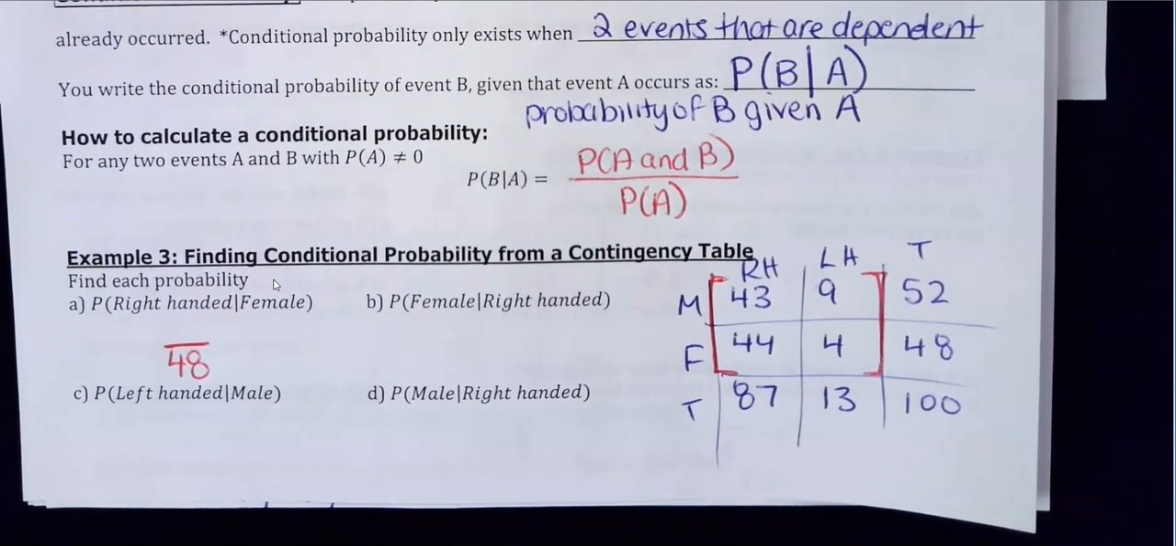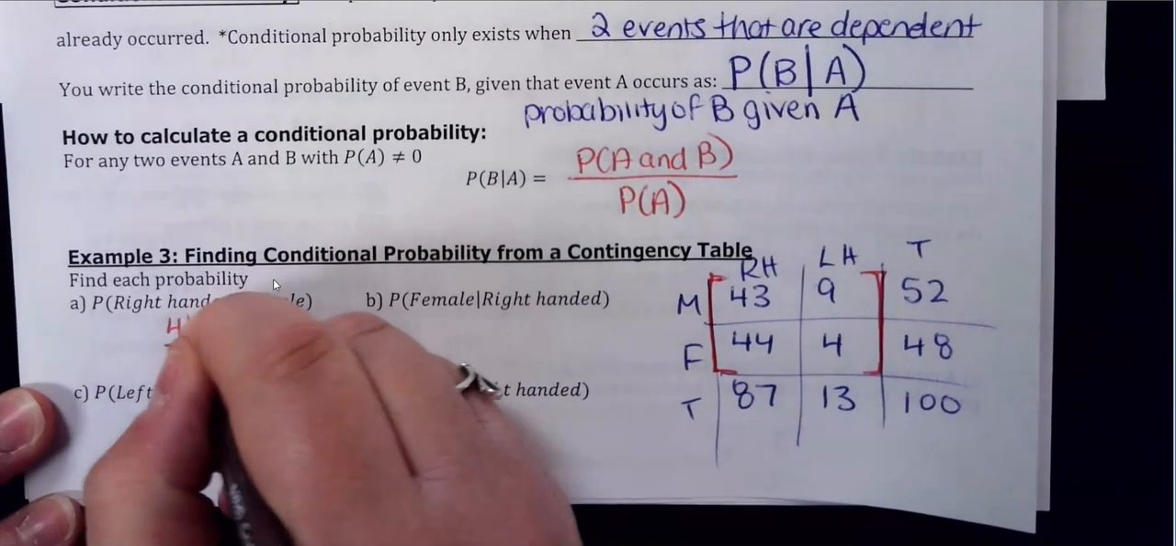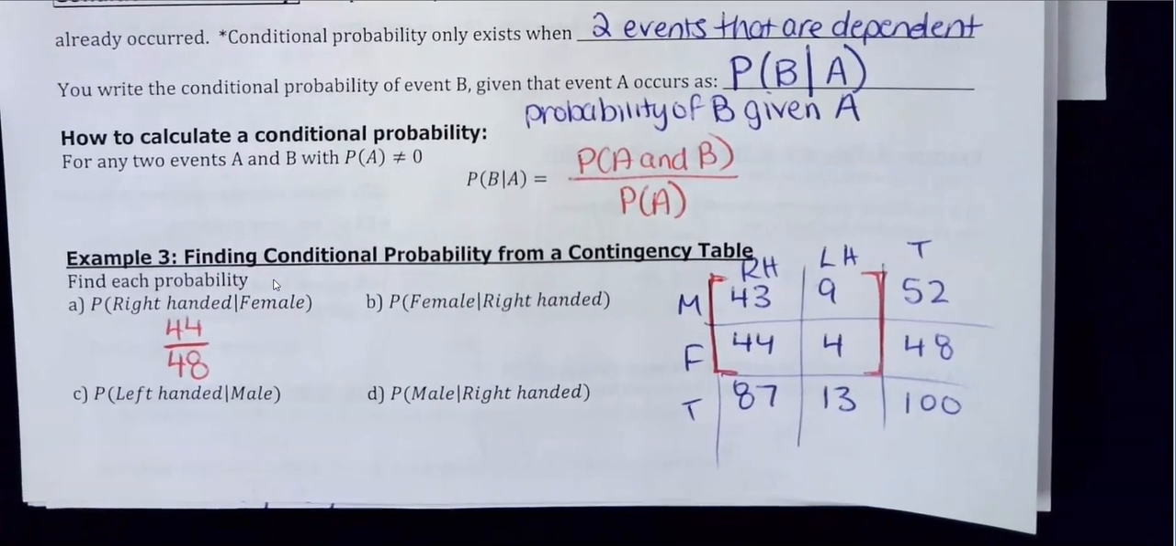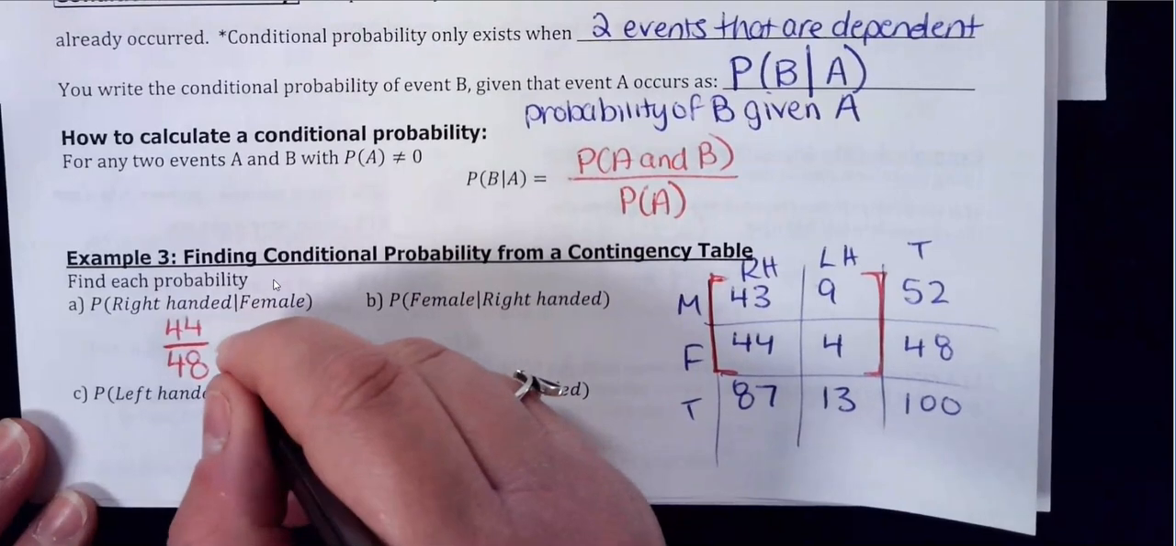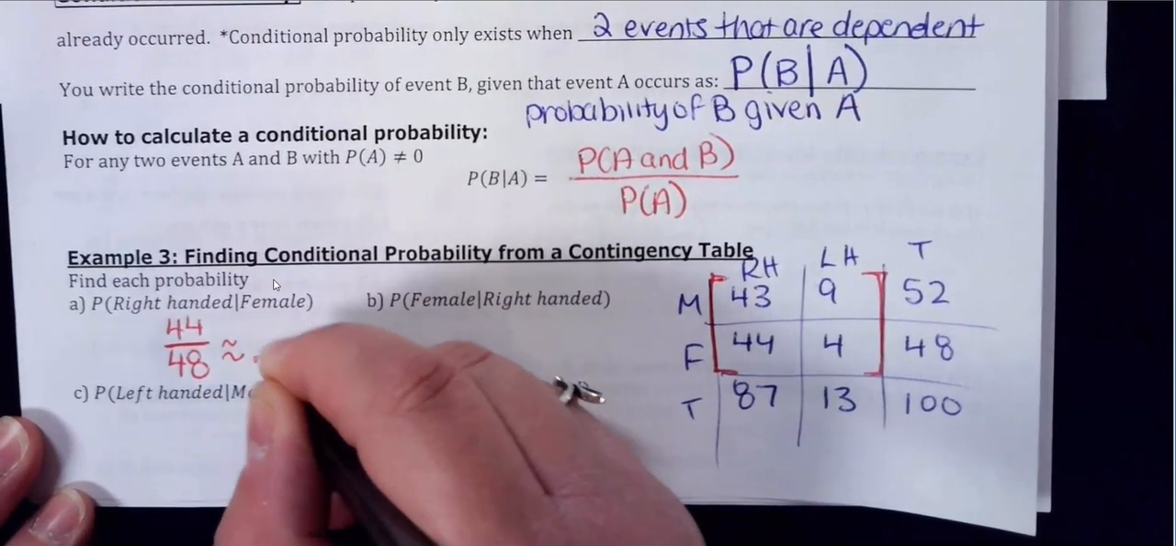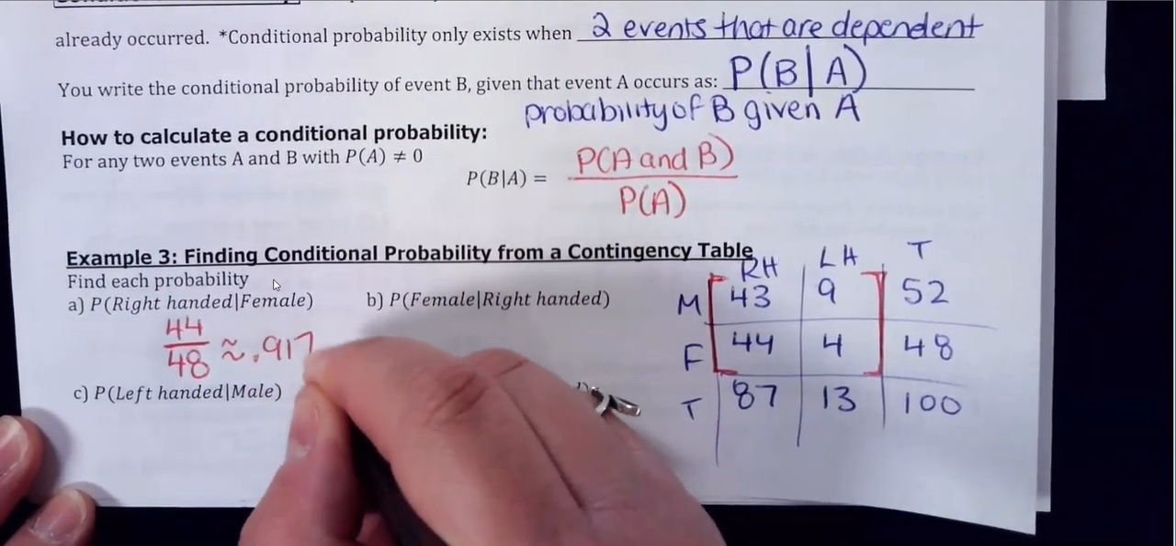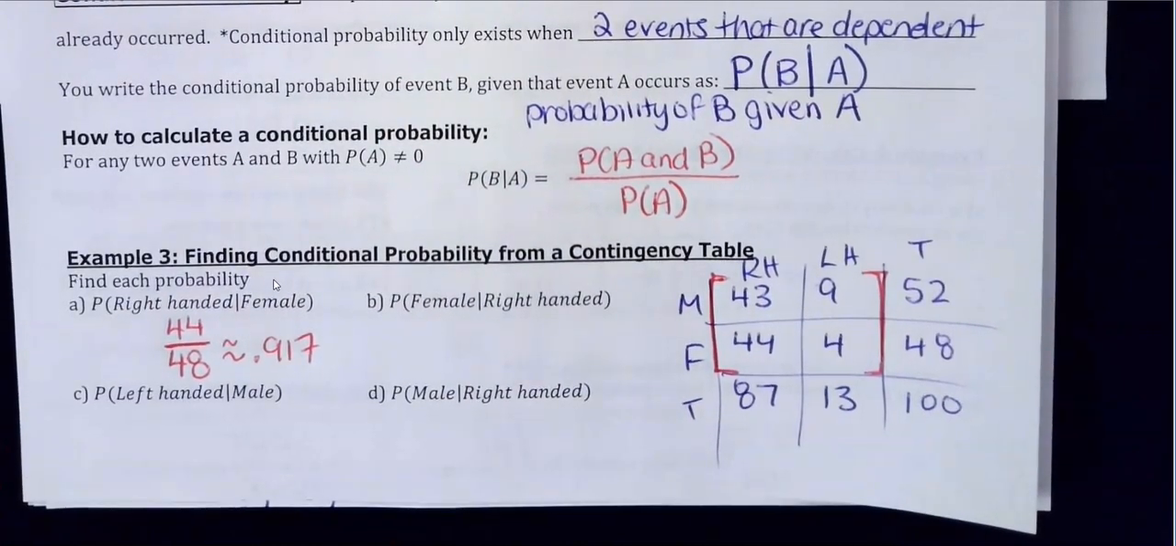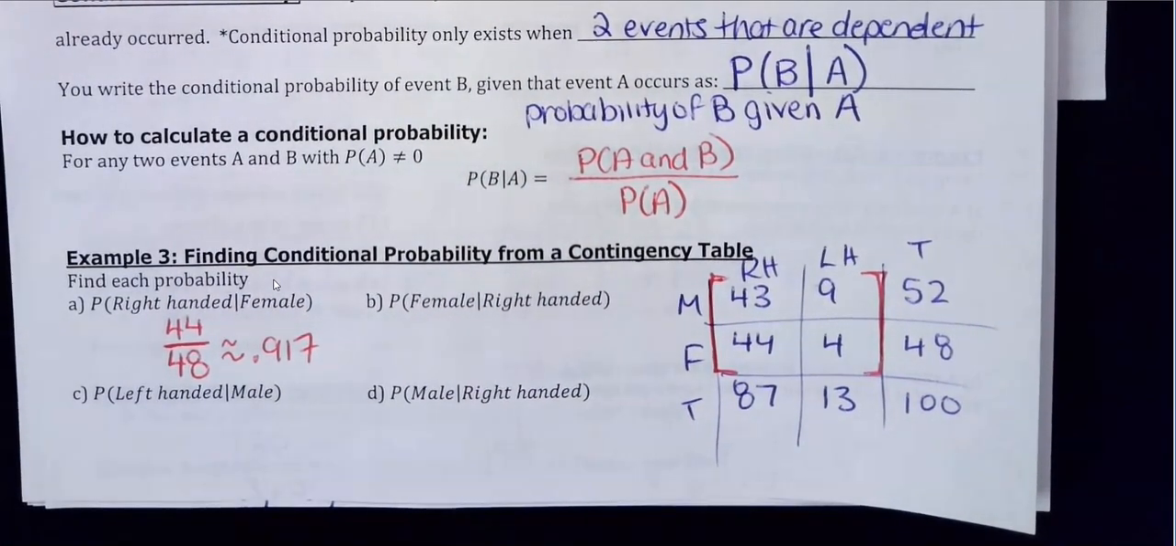Given that I randomly drew somebody out of this table, I know it's a girl, what is the probability they're right-handed? What would you put on the top of the fraction? The 44. All right, so it's just a little bit different. Now I'm going to grab my calculator because it's not over 100, so I'm not exactly sure what these decimals are. So this is about, I'm going to go 3 decimal places, 0.917. So just a little bit lower than 92% would be your probability here.